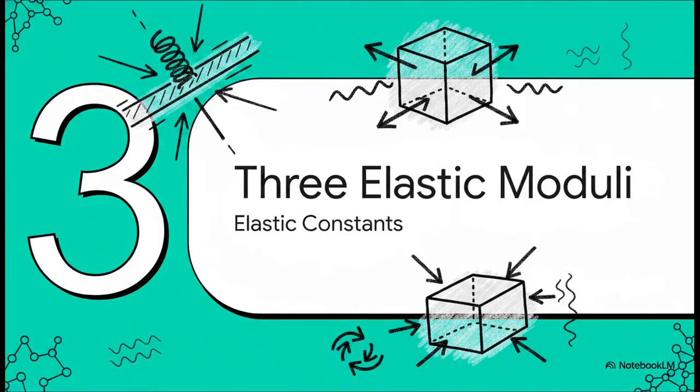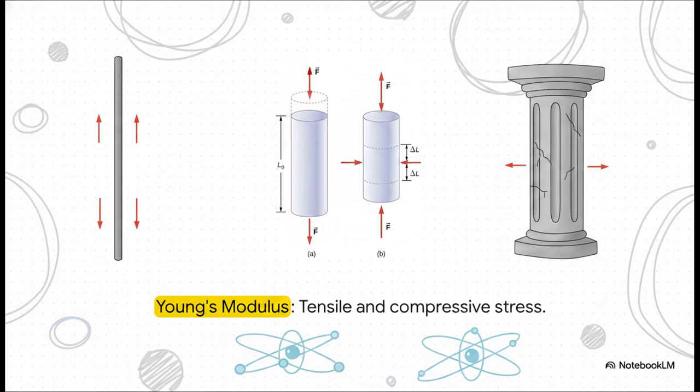Let's dive into Section 3, the 3 elastic moduli, elastic constants. And this brilliantly illustrates our very first one, which is Young's modulus. You're going to use this when forces are stretching or compressing an object along a single dimension. Think of a steel rod or a vertical pillar. Whether it's tensile stress stretching the thing out or compressive stress squashing it down, you are dealing with a change in length. Oh, and a high Young's modulus, like you'd see in steel, simply means the material is incredibly hard to deform.